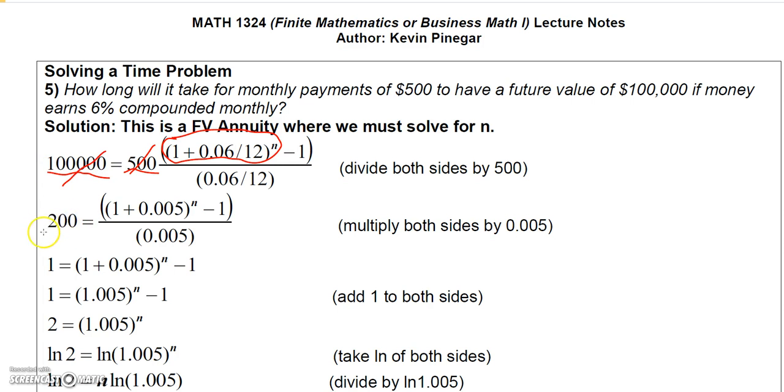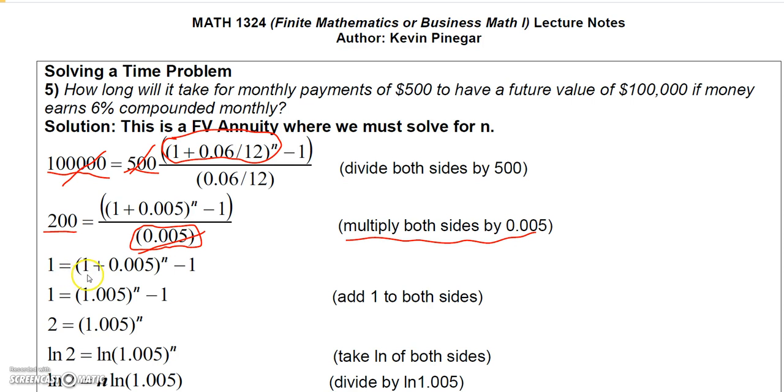And so notice down here, I got 200 over here, and then of course on the right-hand side the 500 is now gone. Now the next thing I want to do is get rid of this denominator 0.005, and the way to get rid of a denominator is just multiply both sides of this equation by 0.005. So if I multiply the right-hand side by 0.005, it'll just cancel the 0.005. And if you multiply the left-hand side by 0.005, 200 times 0.005 is just 1.